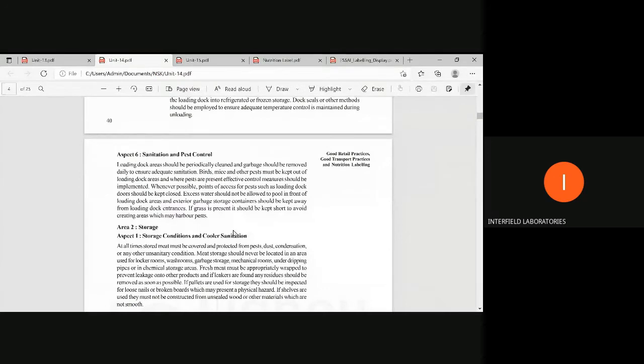Loading dock areas should be periodically cleaned. Birds, mice and other pests must be kept out of loading dock areas. Exterior garbage storage containers should be kept away from loading dock entrances. Now the second key area is the storage area. So first we have seen the receiving area, now the storage area. The stored meat must be covered and protected from pests, dust, condensation or any other unsanitary condition.